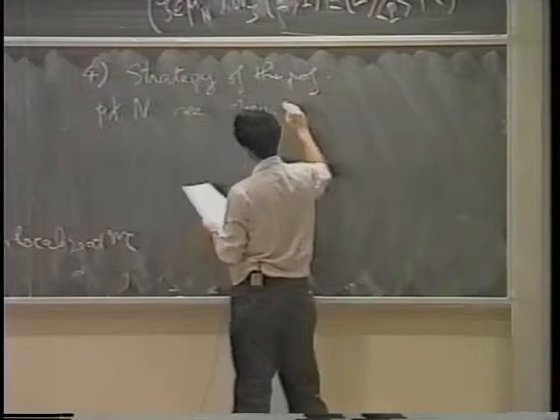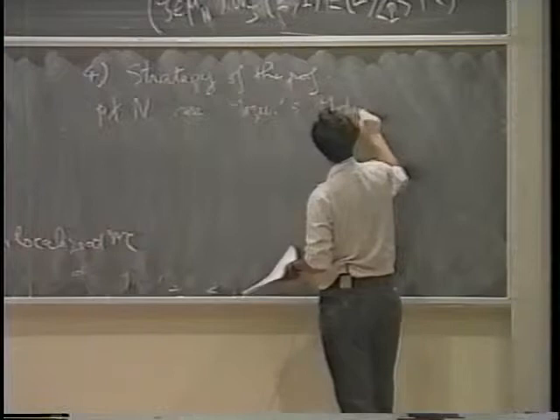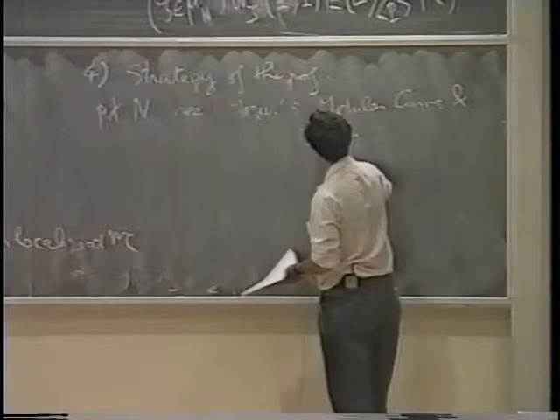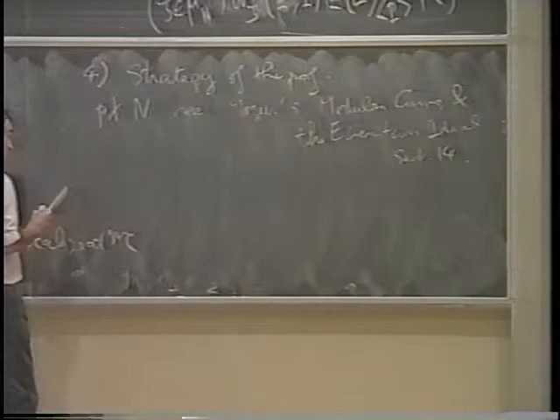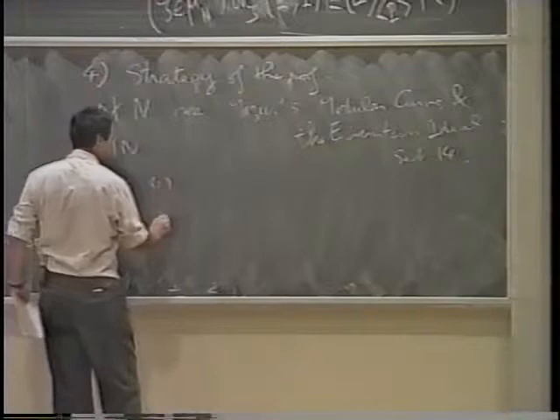The paper is 'Modular curves and the Eisenstein ideal', Section 14. That's very instructive to look at this paper, so I refer to that. So if P divides N, there are two cases, and we will treat only one of them. So if P divides N, there are two possibilities.